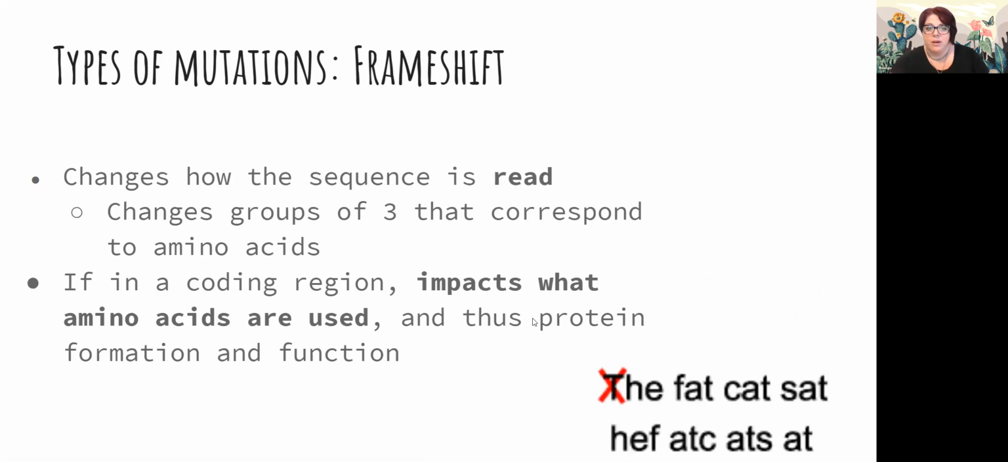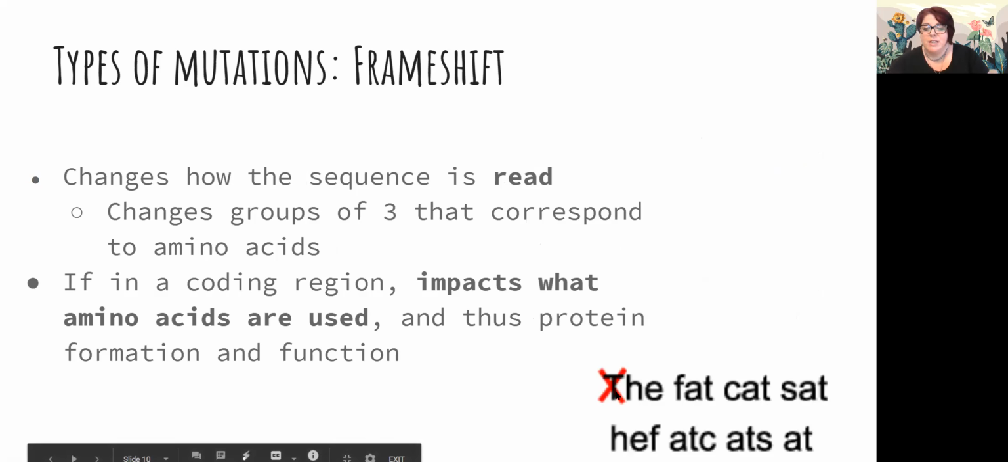The last type of mutation that we'll talk about is frame shift. So this changes how the sequence is read. So when we read DNA to be made into protein, the directions come in sets of 3. So for example, over here, the fat, cat, sat. So these are all 3-letter words here, and they all mean something different, kind of like our amino acids.